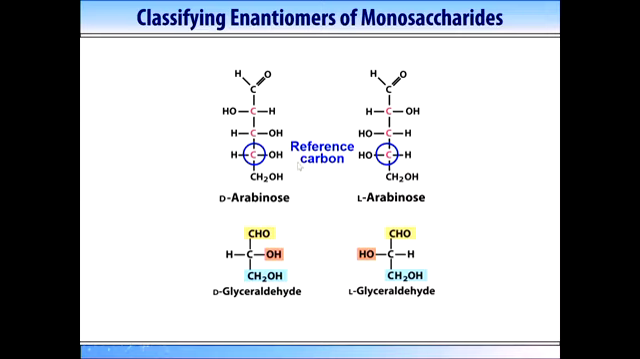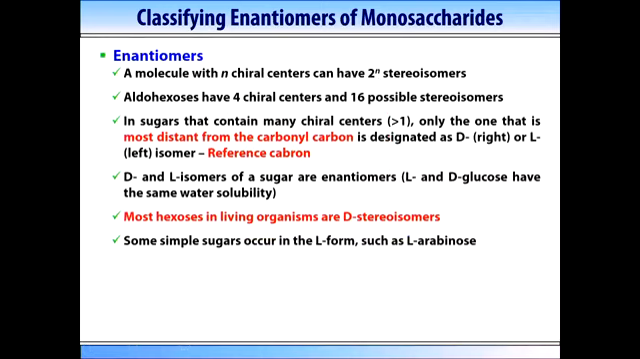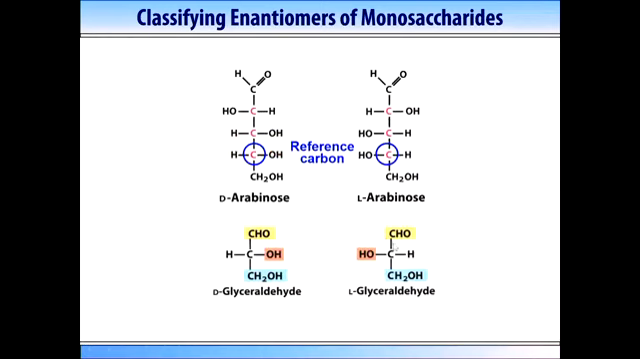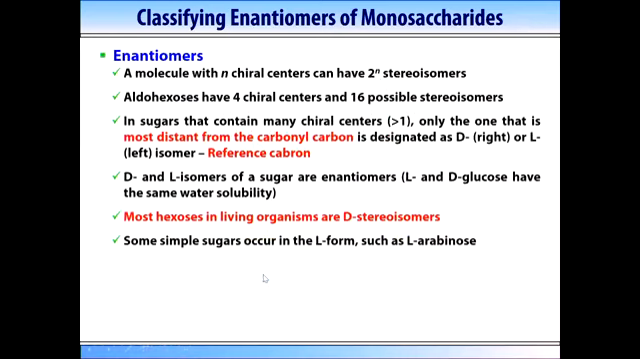of this terminal portion of the sugar with D-glyceraldehyde. If it's the same, then it's a D sugar. If it's the same as L-glyceraldehyde, then it's an L isomer of sugar. So this special nomenclature, D or L, pertains only to that terminal fraction of the sugar. D and L isomers of sugar are enantiomers, because they are actually mirror reflections of each other.